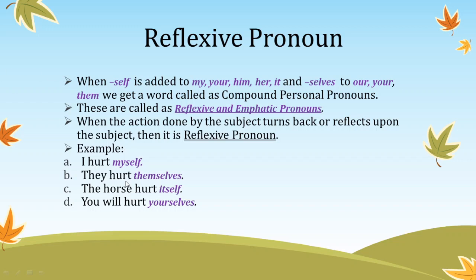They hurt themselves. As they is in the plural form, I will add S-E-L-V-E-S to it. As my pronoun is plural, I will add my reflexive pronoun also in the plural form. The horse, this is the thing, that is neutral gender, hence itself. Animal, it's not human, so itself. You will hurt yourselves. So reflexive pronoun is reflecting back to the subject with relation to some action, the verb shown in the sentence.